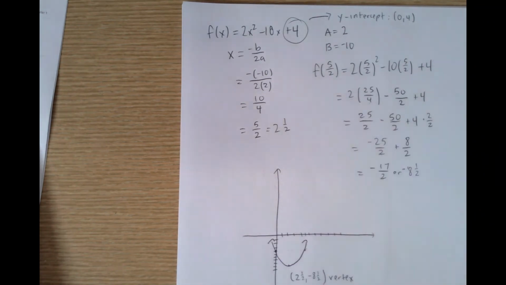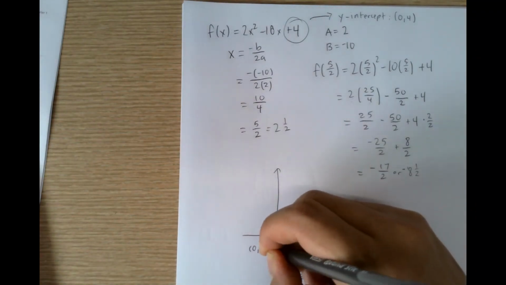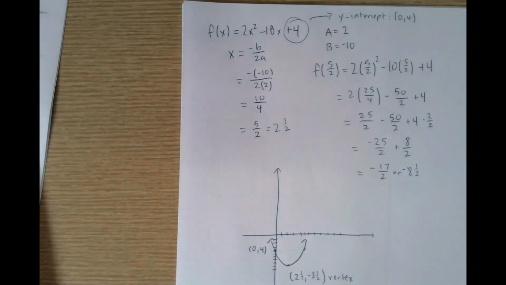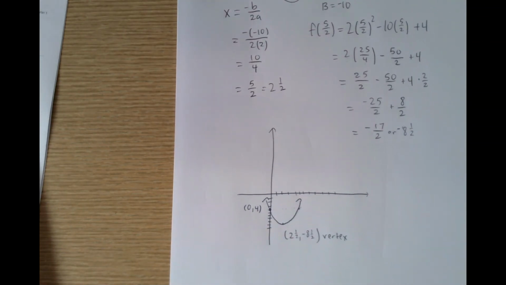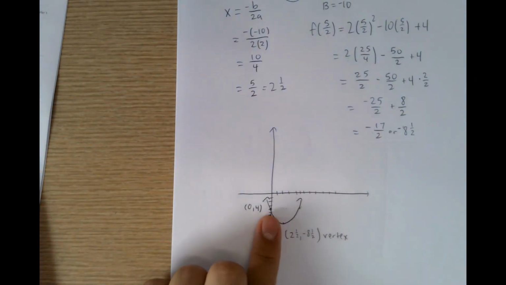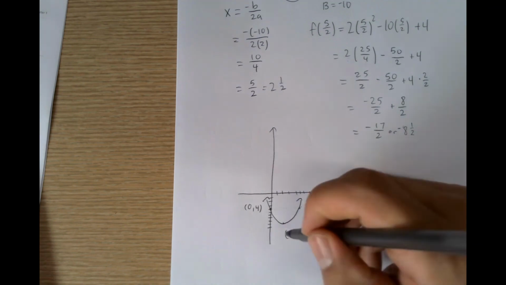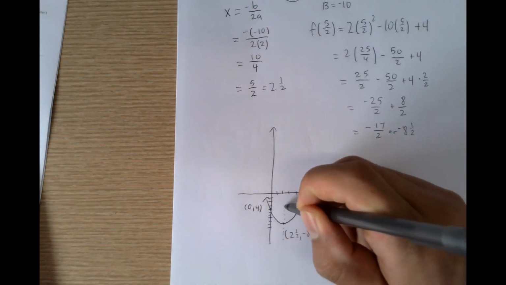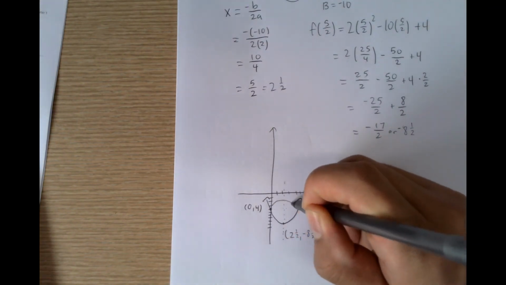So our graph would look something like this. And again, all you really need to do is plot the y-intercept, plot the vertex, and then plot the mirror image of the y-intercept. Okay. So remember, if we draw an imaginary line right here, it's going to reflect over and be the same.